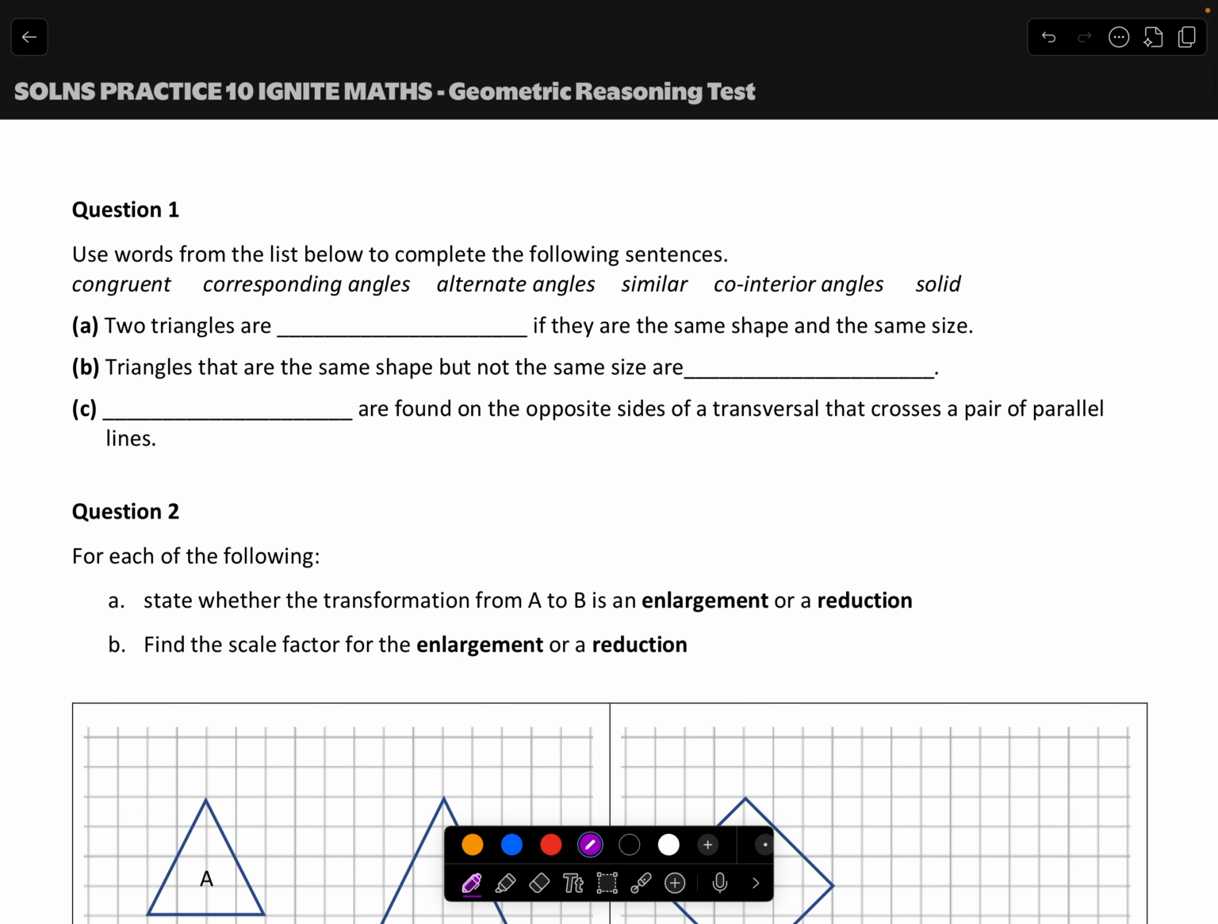Question 7. Complete the working below to show the pair of triangles are similar. The easiest similarity that we can do is angle, angle, angle. Angles in a triangle, 180. Let's do the left one. Take 40, take 120. That's 20 degrees there.